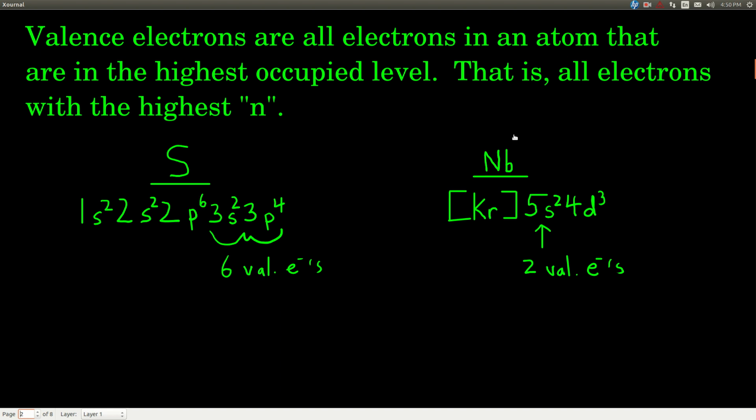Now in niobium, its electron configuration using core notation is krypton 5s2, 4d3. Even though we put the 4d electrons in last, the highest N, or the highest level that has electrons, is the N equals 5 energy level. And so these two 5s electrons are the only valence electrons. So niobium only has 2 valence electrons.